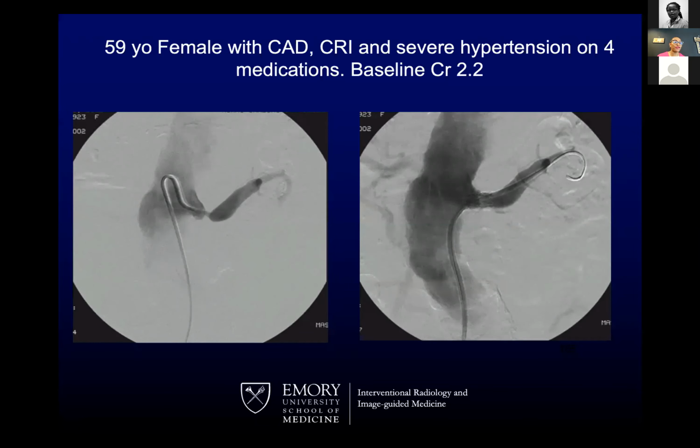So here's a 59-year-old female that had coronary artery disease, chronic renal insufficiency, severe hypertension on 4 medications, still not well controlled, and her baseline creatinine is quite high. And I want to point out here that this is a reverse curve catheter coming from the groin, engaging the left renal artery. You can see that there's quite a bit of stenosis there.